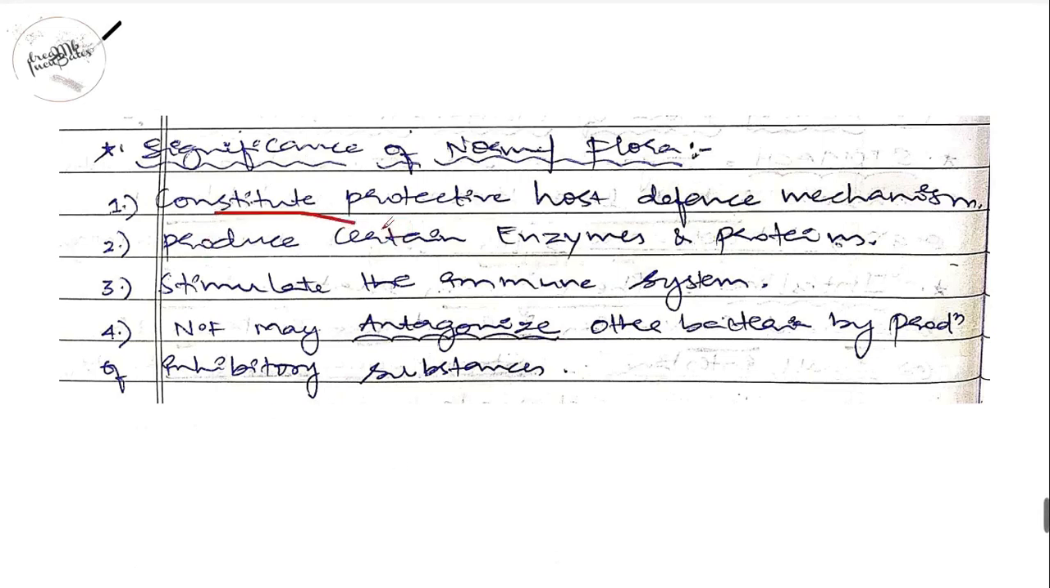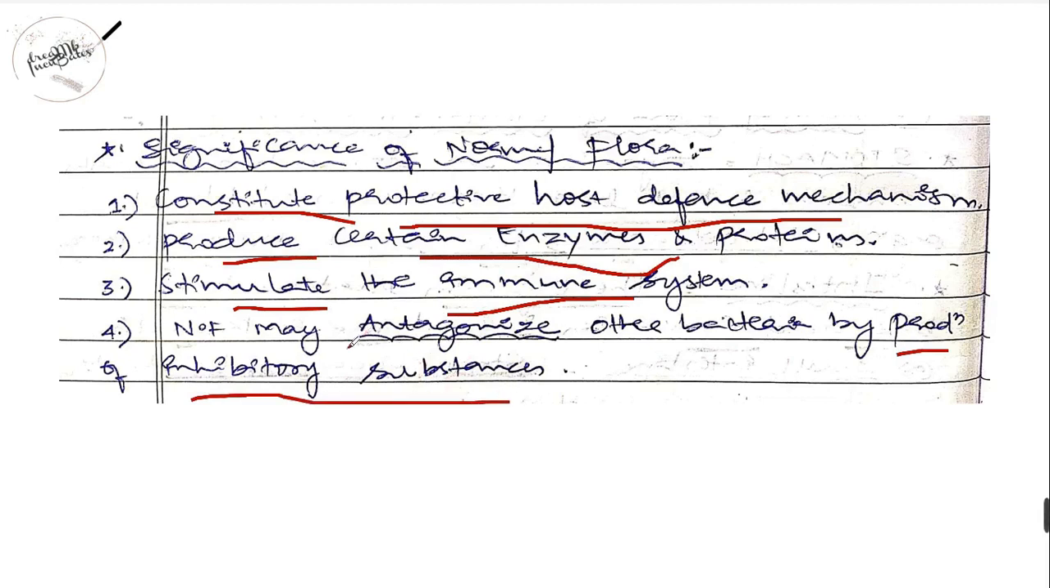It constitutes a protective host defense mechanism, and also produces certain enzymes and proteins which are important for the human body. They also stimulate the immune system by the production of antibodies. Normal flora produce certain inhibitory substances that act as antagonistic agents against the invading bacteria or pathogens.